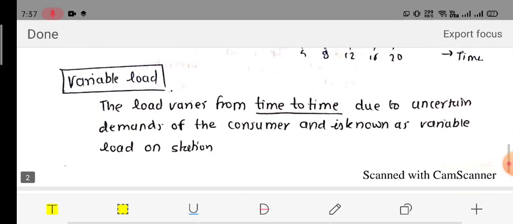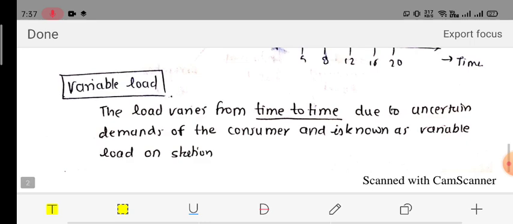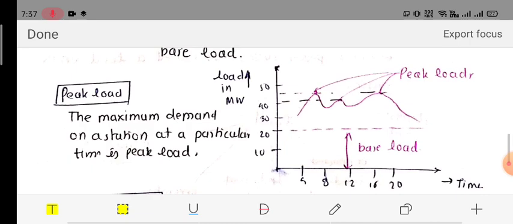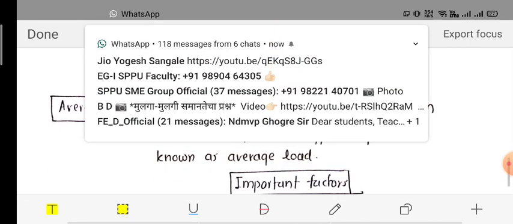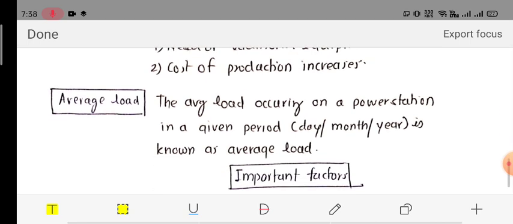Okay, and there is one more, variable load. The load varies from time to time due to uncertain demands of consumers and is known as variable load. The power plant should be operated at constant load throughout the day, but due to uncertain demands of consumers, the load is variable, because of which the need for additional equipment and the cost of production increases.